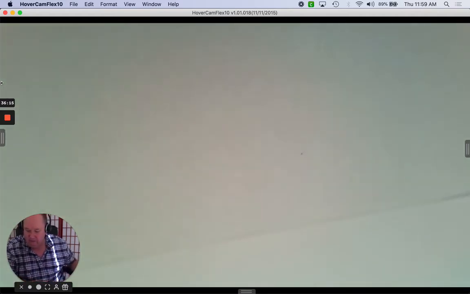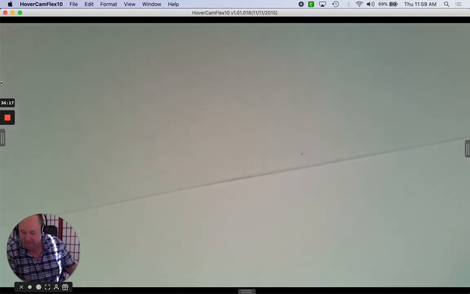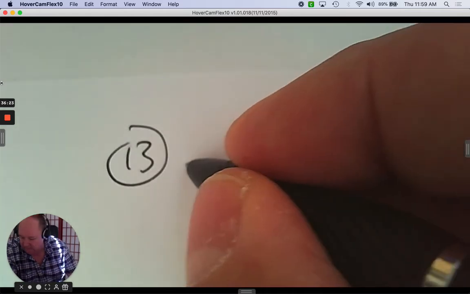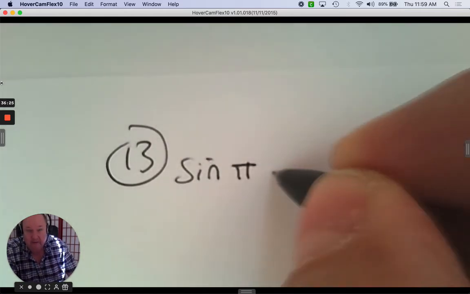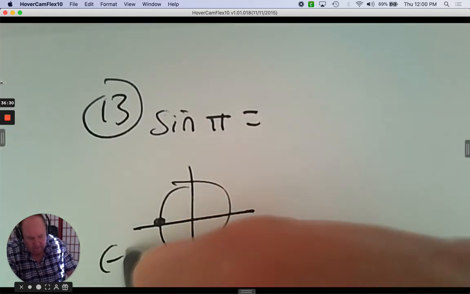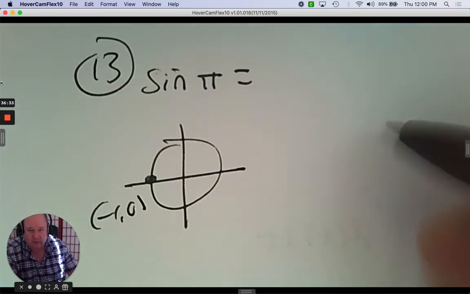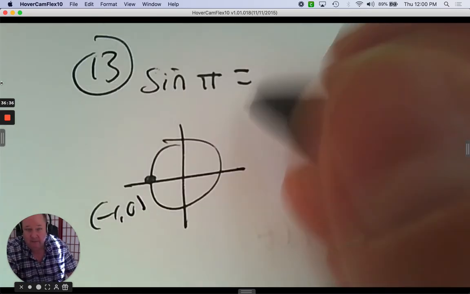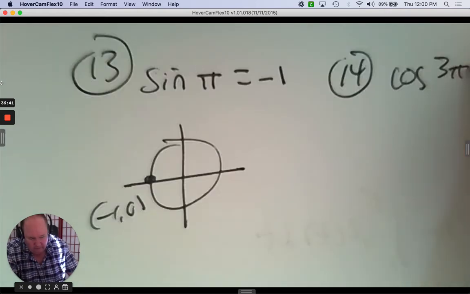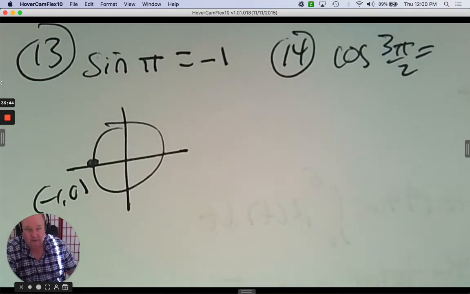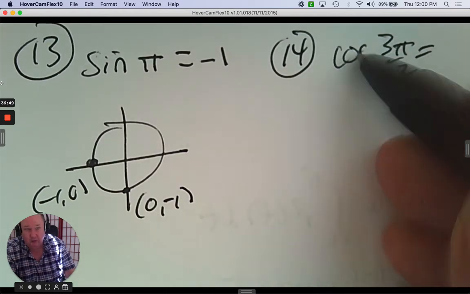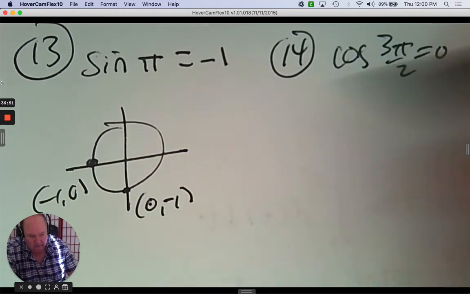Now we're going to do some trigonometry without using our calculator. So let's see if we can do some basic trig here. What's the value of sine at pi? Pi on our unit circle is on the left. The point on that unit circle is -1, 0. Sine goes with the y coordinate. So that answer is 0. Number 14, cosine, 3 pi over 2. 3 pi over 2 is at the bottom of our unit circle. That point on there is 0, -1. Cosine goes with the x coordinate. So that answer is 0.